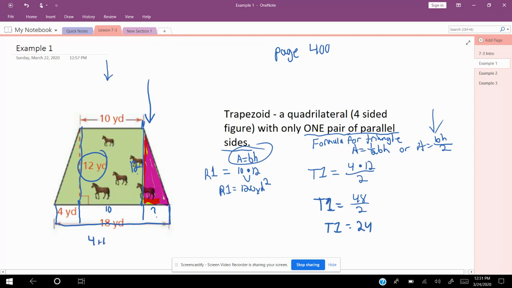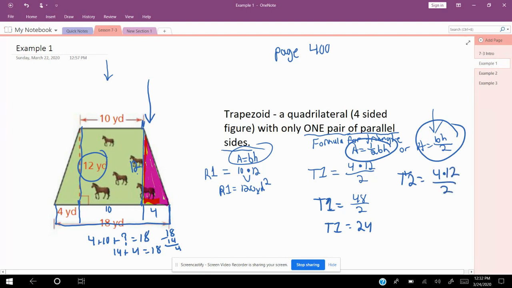So I have 4 plus 10 plus something is going to equal 18. If I really want, I could put a variable there instead. This is going to be 14 plus something is going to be 18. And most of you can figure out that that's going to be 4, or I could do 18 minus 4, or 18 minus 14 to get that 4 as well. So the base is going to be 4. This triangle is the same size as our other triangle. So I'm going to say triangle 2 is going to equal, remember our formula, I like that one, or you could use that one. Base times height is 4 times 12 divided by 2. If we do that math again, triangle 2 is going to equal 24.